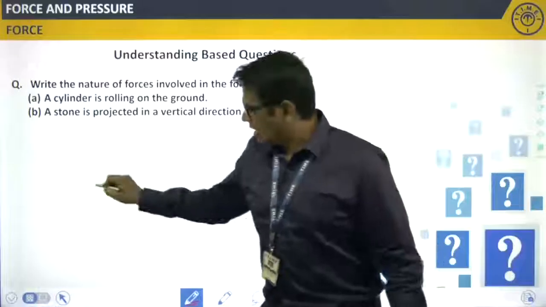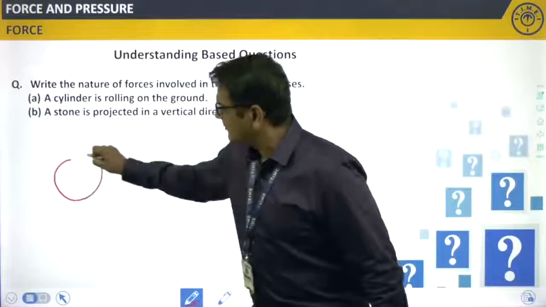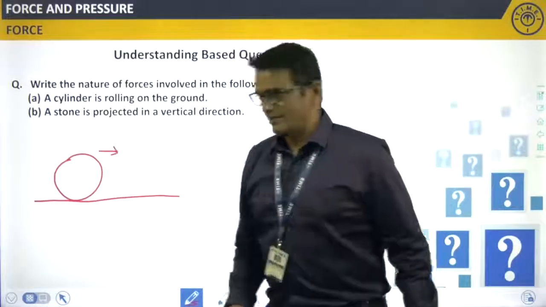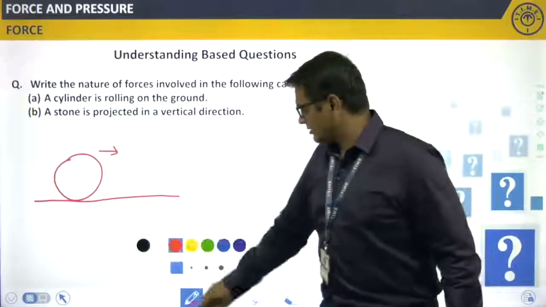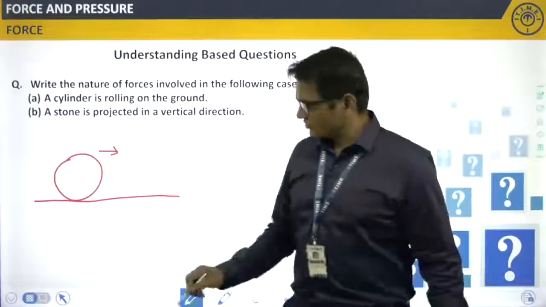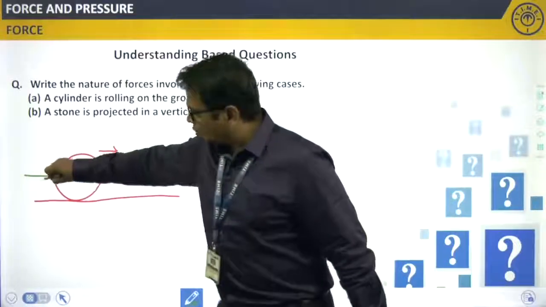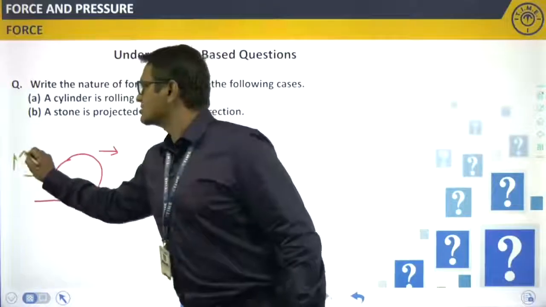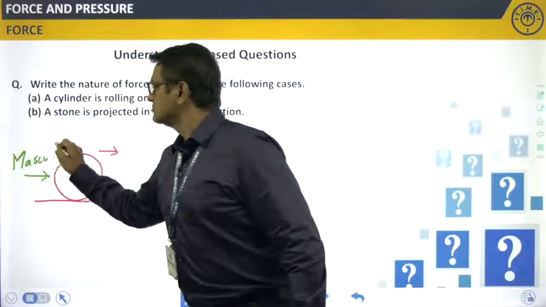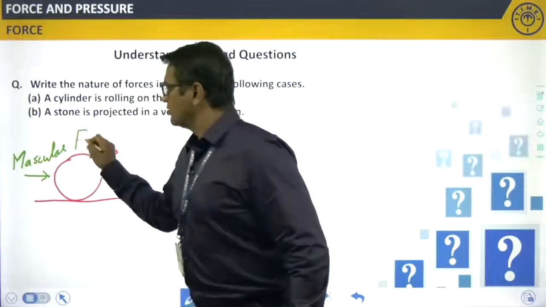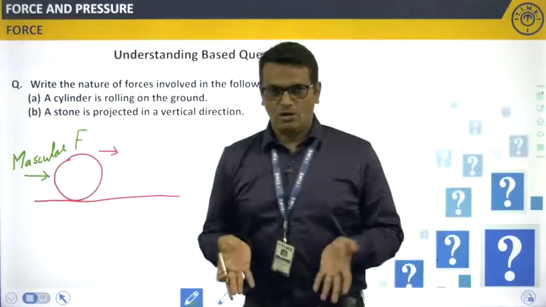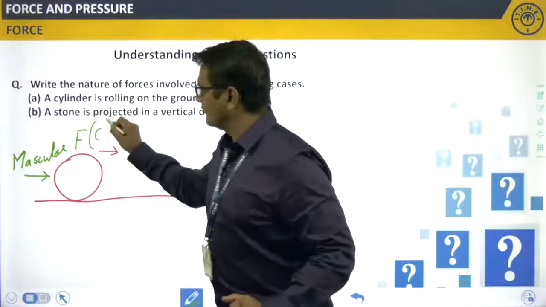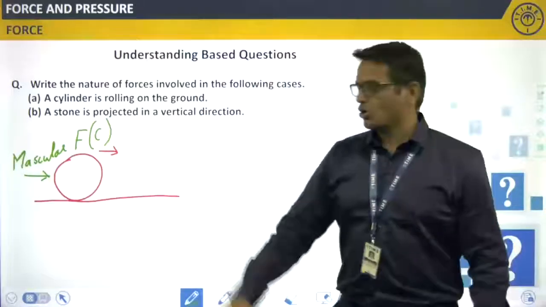Now, let us imagine a cylinder that's rolling on the ground. That means it is moving forward, right? Now, what are the forces acting on it? First of all, I might have pushed it. That is why it is rolling on the ground. So, this is muscular force, right? Muscular force. And definitely I might have gone to it, touched it and pushed it. So this is a contact force. Let me write capital C for contact force.